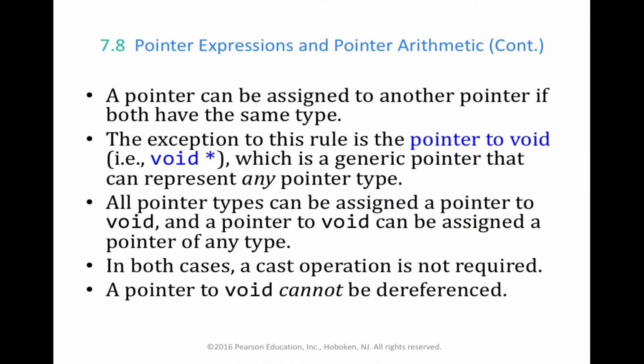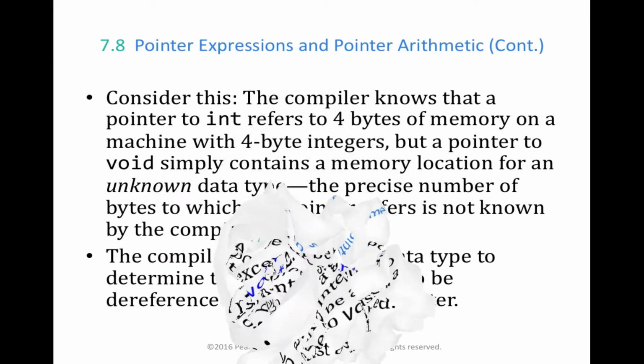A pointer can be assigned to another pointer if they both have the same type. The exception to this rule is a pointer to void, which is a generic pointer that represents any pointer. All pointers can be assigned to a pointer to void, and a pointer to void can be assigned to all pointers. In both cases, a cast operation is not required. A pointer to void cannot be dereferenced. You cannot point to nothing.